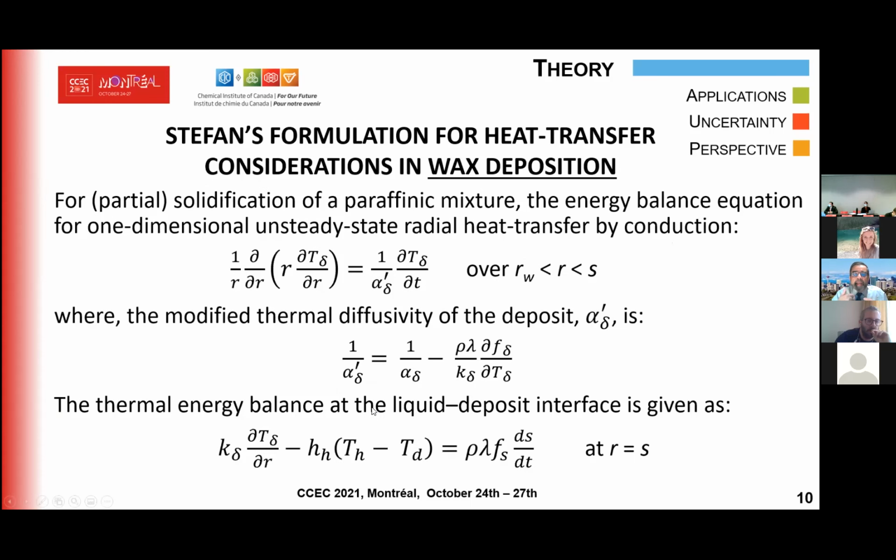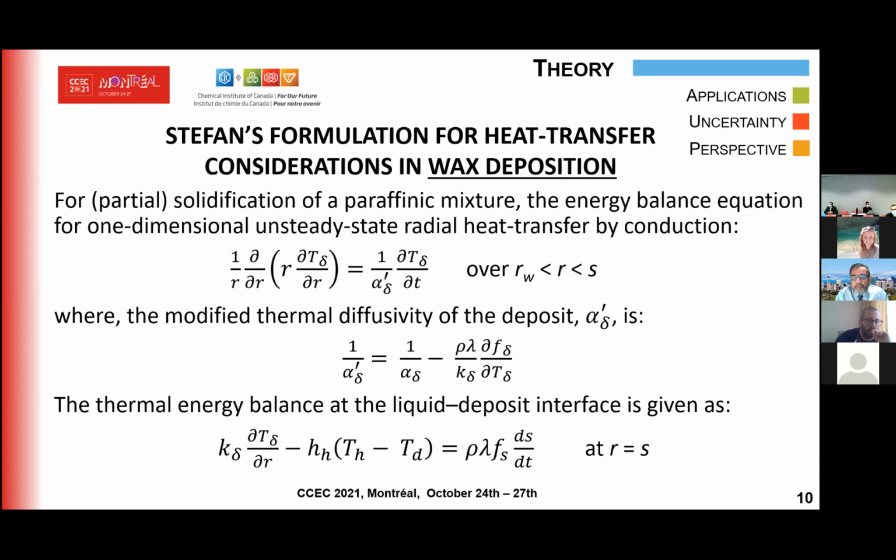So if you look at wax deposition, now you have a multi-component system. You don't have a freezing point temperature anymore. Instead, you have liquidus temperature and solidus temperature, and the temperature at which phase transformation will take place will be somewhere between liquidus and solidus temperature. In our approach, we have taken wax appearance temperature to be that temperature. And we have confirmed that from experimental studies.